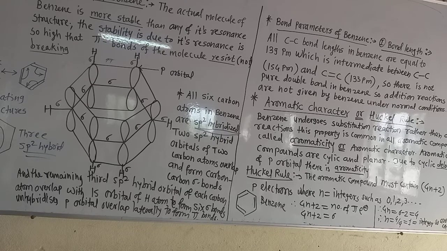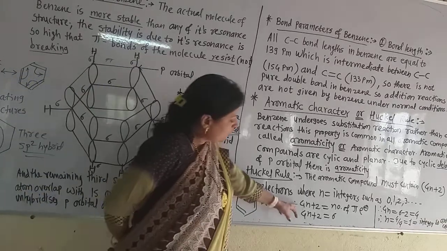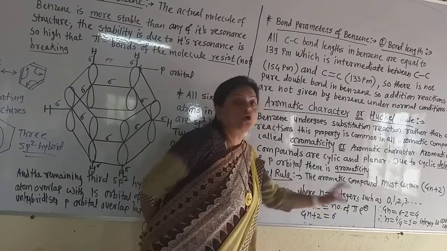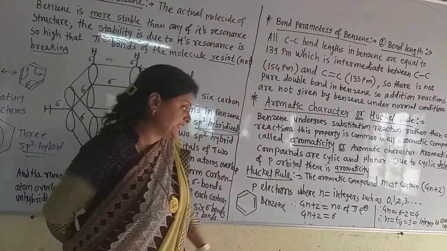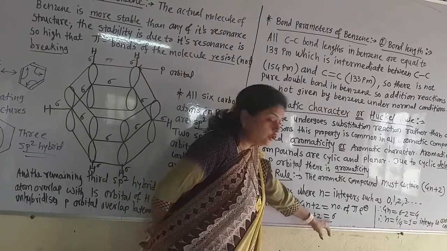So there are totally 6 pi electrons, or p electrons. So substitute the value in this formula. Now see what is there. 4n plus 2 is equal to the number of pi or p electrons. There are 6 p electrons. So 4n plus 2 is equal to 6.